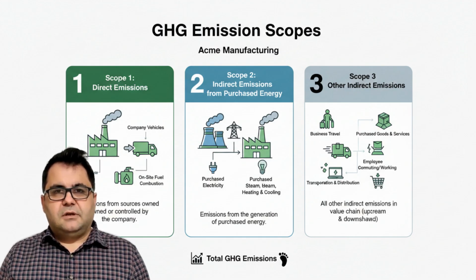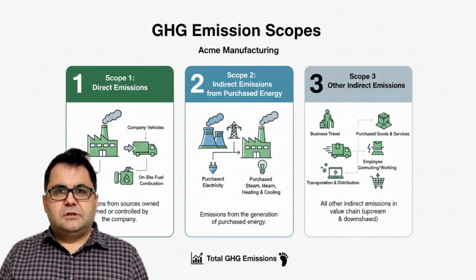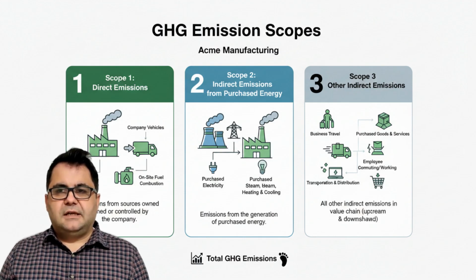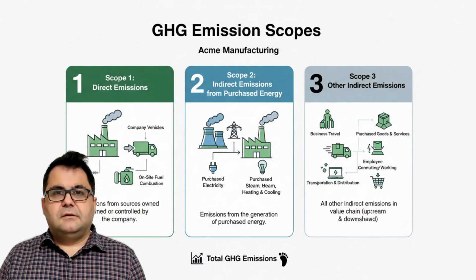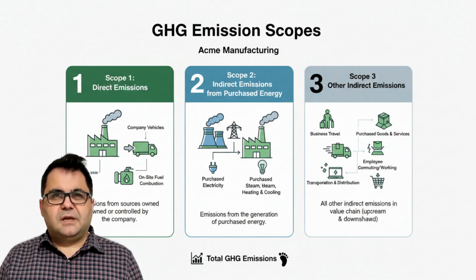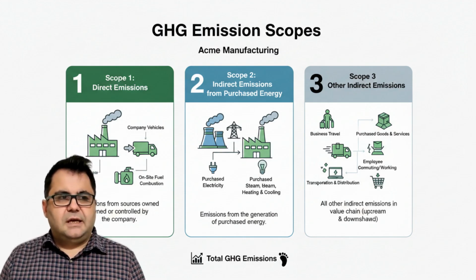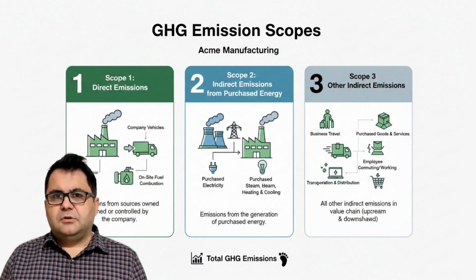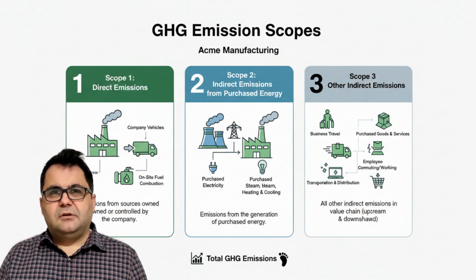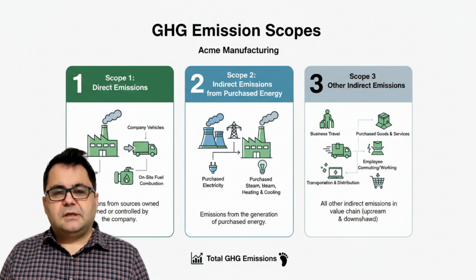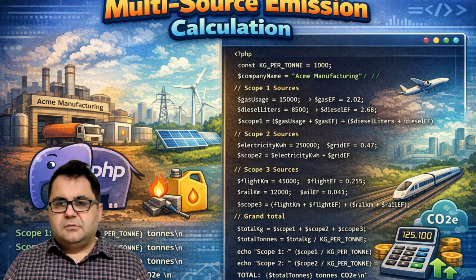Notice how we can embed variables directly in double-quoted strings, and how we use the concatenation operator, the dot, to combine strings with expressions. This is the foundation of our platform. Every feature we add over 14 weeks builds on this basic pattern of taking activity data, applying a factor, and producing CO2e. Now let's calculate all three scopes.